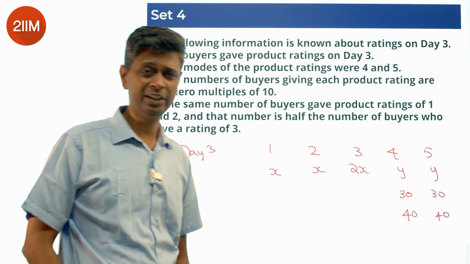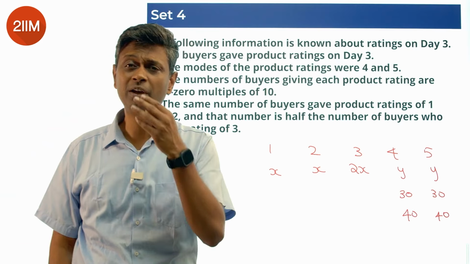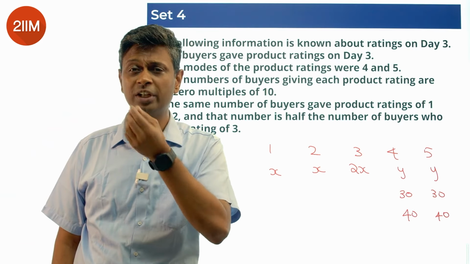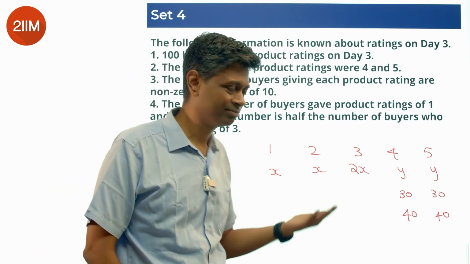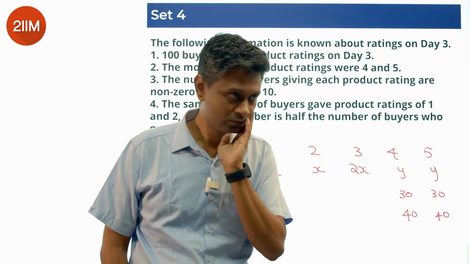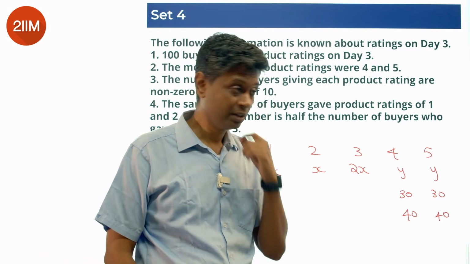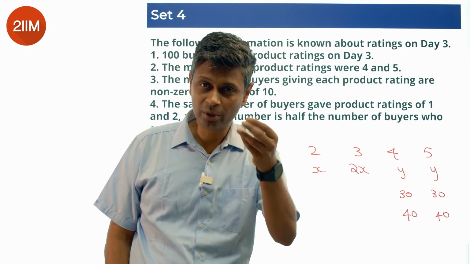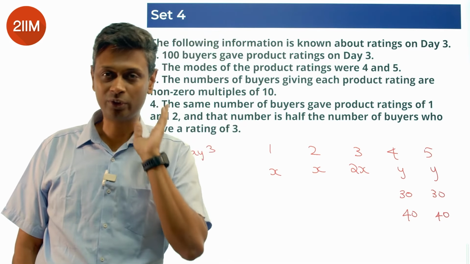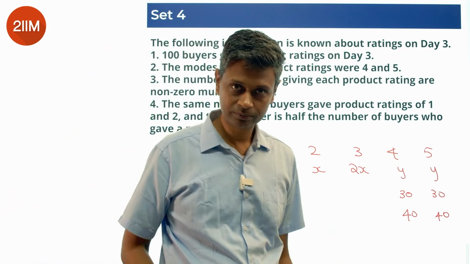It cannot be 50 because 4 and 5 ratings were given by 50 and 50 people. There will be nobody here. That's not possible. So the number of people giving 4 and 5 cannot be 50 and 50. Cannot be 20 and 20. It is more than 20, less than 50, so 30 or 40. It could be 30, 30.